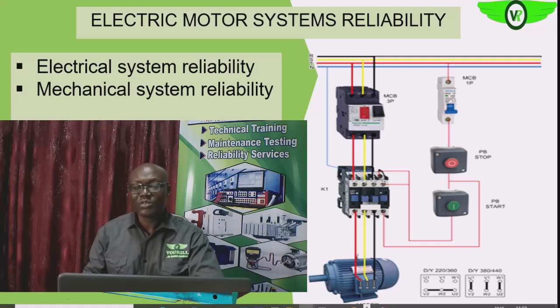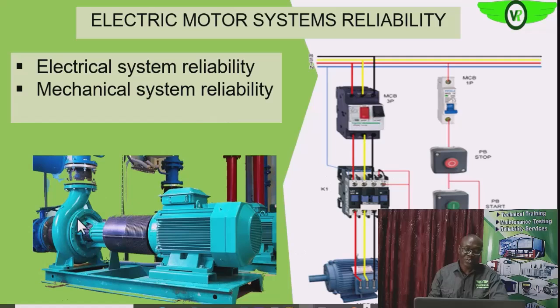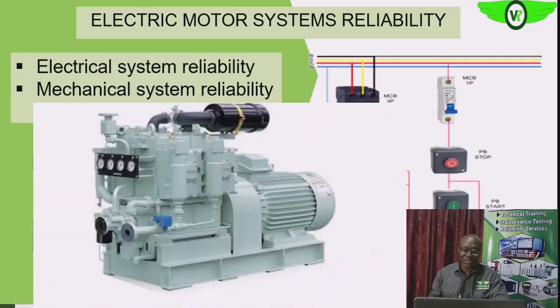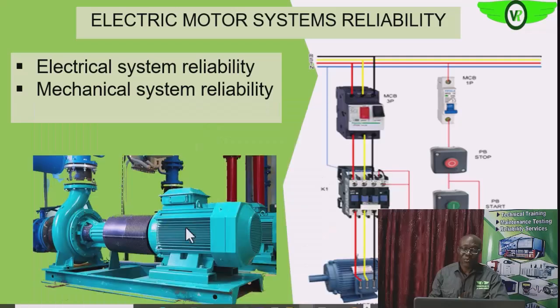We are also going to consider the reliability of the mechanical part, that is the driven load of the electric motor system. Here we have a pump. It could be a pump, a fan, or a compressor, whatever is driven by the electric motor. Remember, what we need from the system in our process will be delivered by that attached load. We are going to look at how we can ensure the reliability of this and thus the entire system.